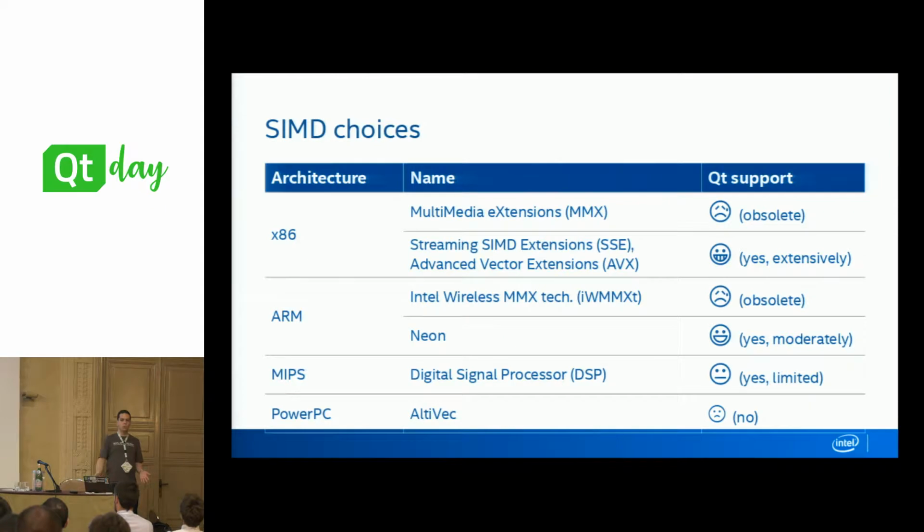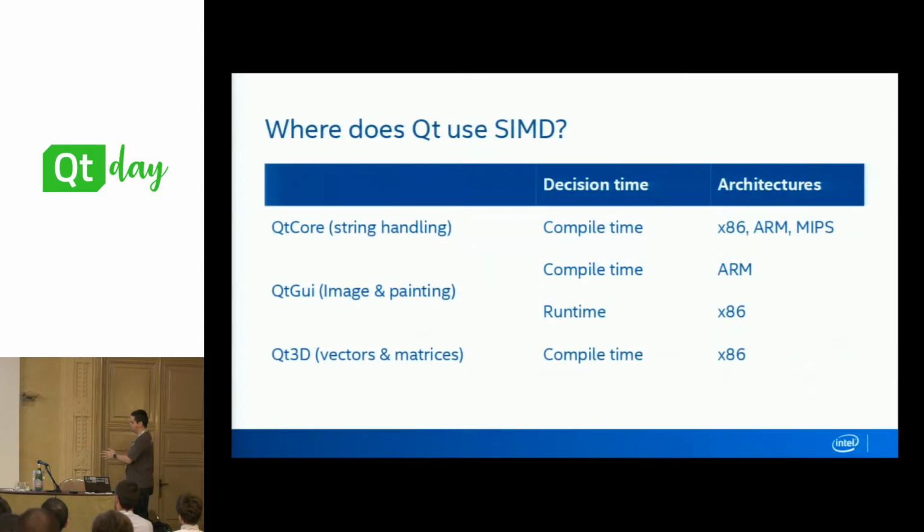So where do we use SIMD in Qt? Especially the x86 ones, right? So we use it in Qt Core, string handling, like I just showed you. I added a lot of code personally that uses it a lot. We use it in image handling, like I showed. And in Qt 3D, vector and matrix multiplications and manipulation is also using SIMD.